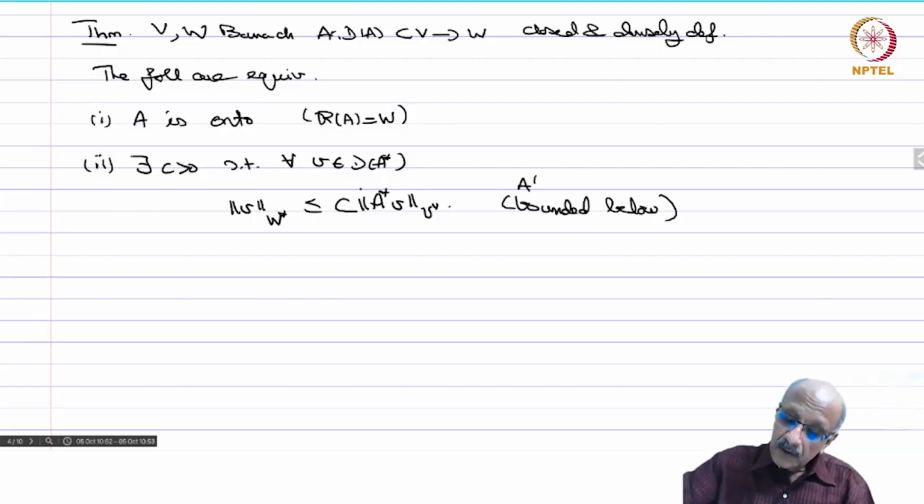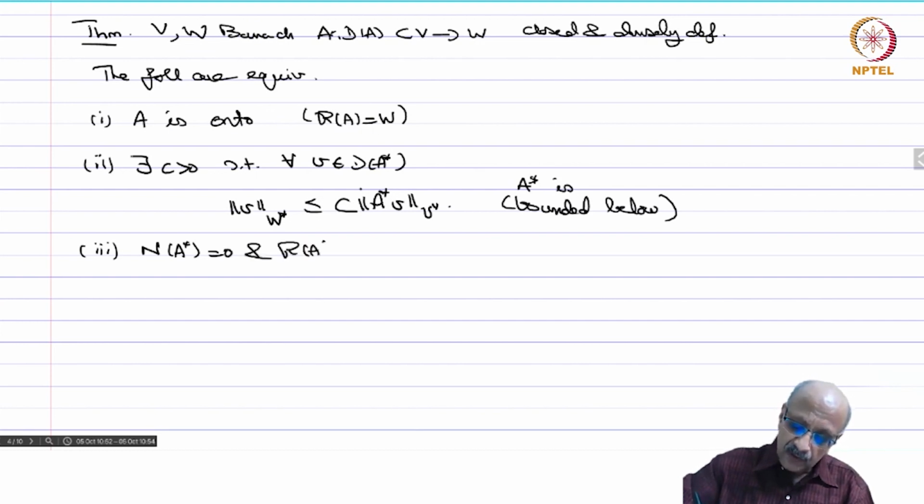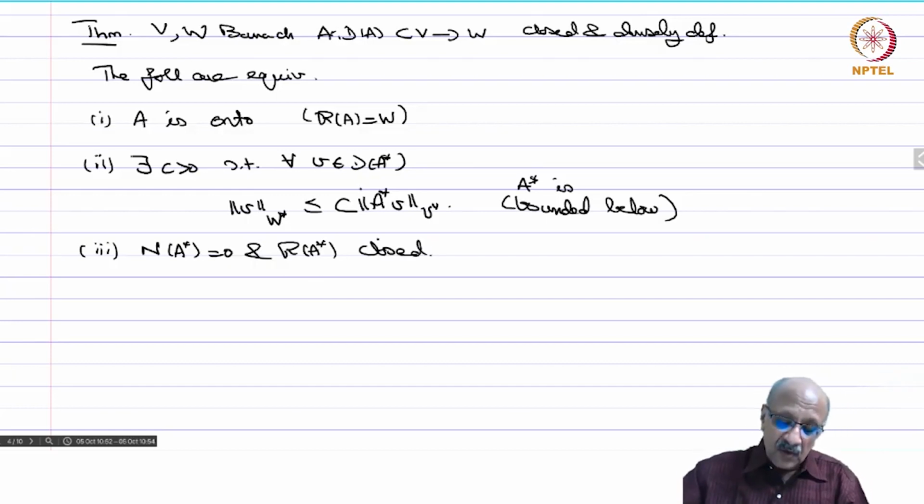A star is bounded below. That means you have a constant going in the opposite direction of the usual thing. Bounded means norm of A star V is less than C times norm V, but here you have norm of A star V bigger than a constant times norm V, and that is called bounded below. Three, you have that the null space of A star is 0 and the range of A star is closed. So these are characterizations of a surjective map.